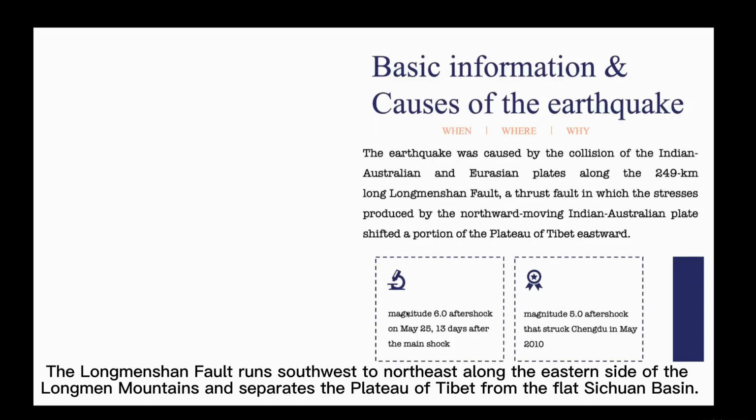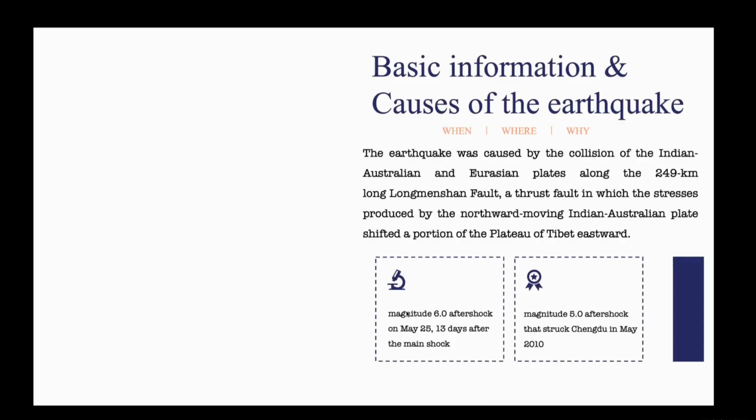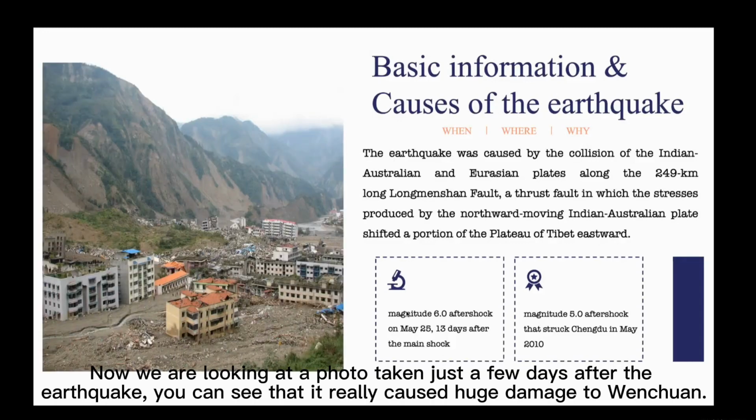The Longmenshan Fault runs southwest to northeast along the eastern side of the Longmenshan Mountains and separates the plateau of Tibet from the flat Sichuan Basin. Now we are looking at a photo taken just a few days after the earthquake. You can see that it really caused huge damage to Wenchuan.